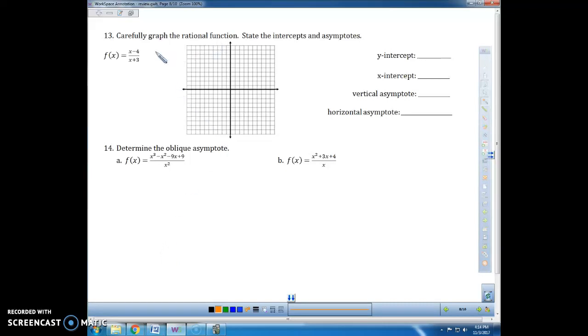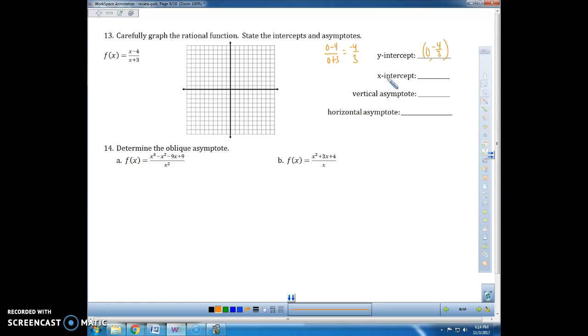Last page of chapter 3 review. So your y-intercept is when x is 0. So if we plug that into the equation, 0 minus 4 over 0 plus 3. Notice we get negative 4 thirds, so that's why we're at 4 thirds. You should have an exact value.